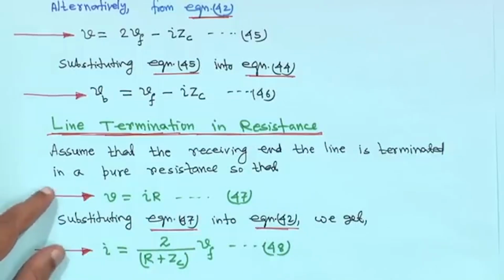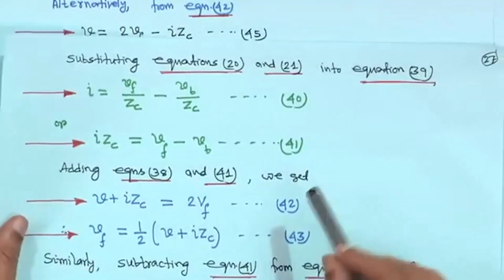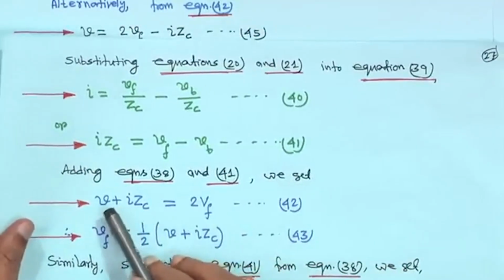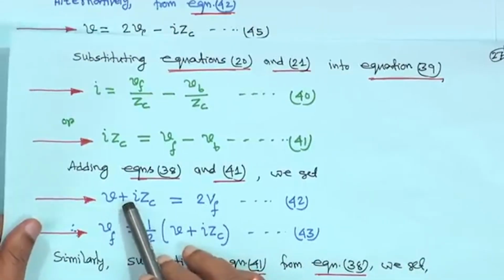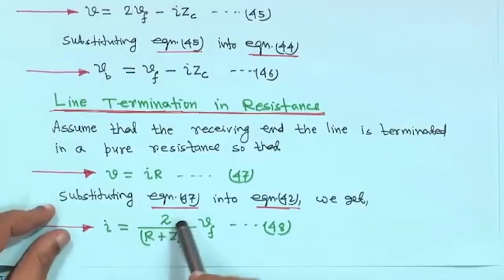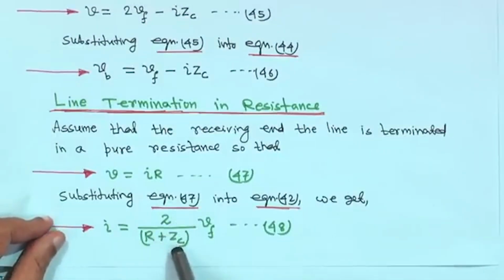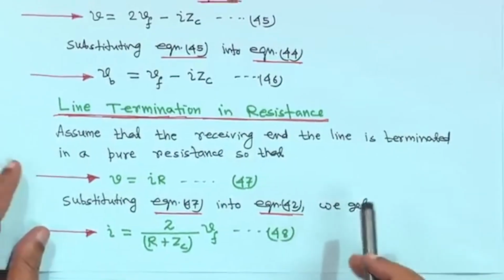I have to consider case by case. So, in equation 42 you substitute V is equal to IR, because the line is terminated at the receiving end by resistance R. If you substitute, then you will get I is equal to 2 upon R plus ZC into Vf. This is equation 48.